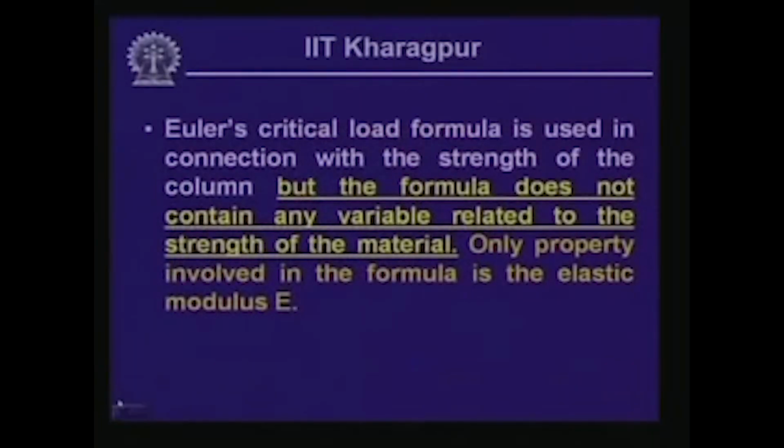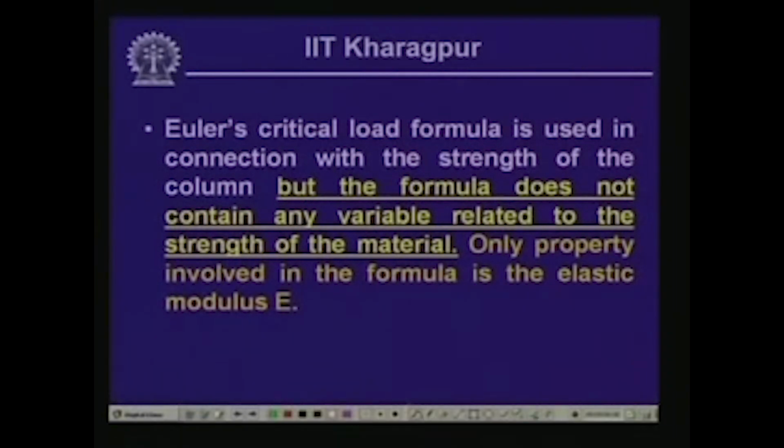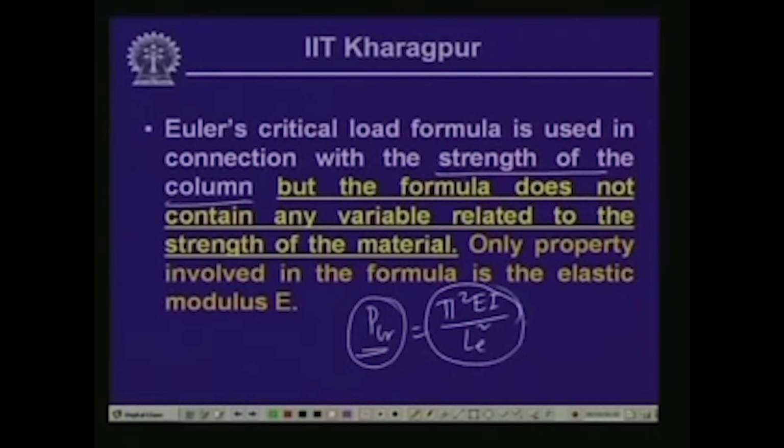Now, if you look into Euler's critical buckling load formula, you will observe that we have P critical equal to pi square E I over L_E square. We are talking about the critical load, that means how much load a member can carry, which must be related to the strength of the column. But unfortunately, we do not have any parameter in this expression which signifies the strength of the member. Instead, what we have is the elastic modulus E only, which is the material characteristic present in this expression, and this is what is written over here.